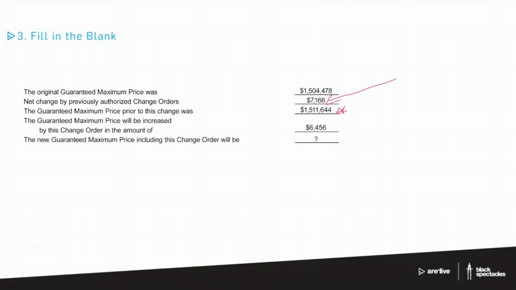So I'm going to go to the next one, and they're showing me that once again there was another change order. How much has it changed? What is the new GMP, including the change order? Well, all they did before, based on what I just looked at, is they added two numbers together. So I'm going to whip out that calculator again. I'm going to take that new number that you have starred there, add the 6,456 to it, and call it a day. And you're going to get 1,518,100 will be the answer.